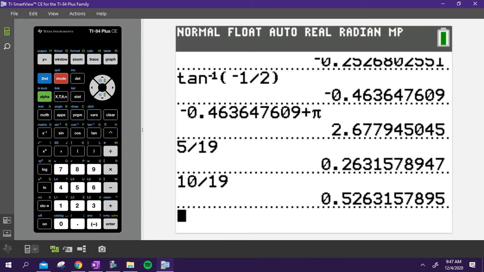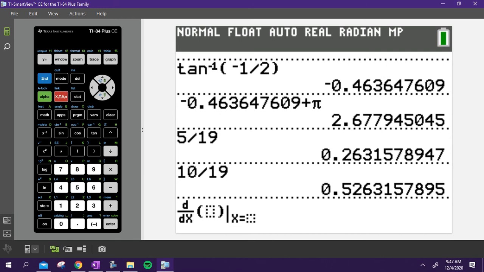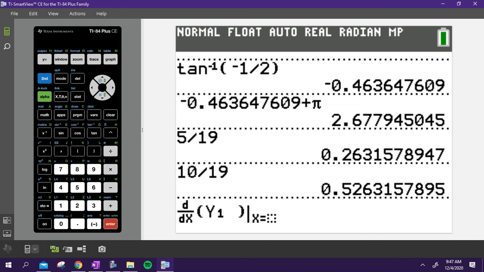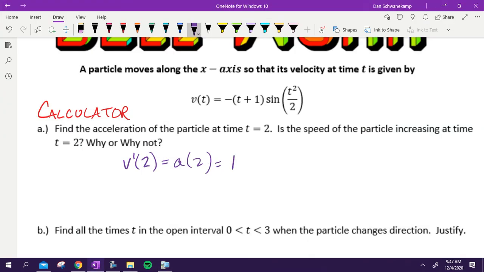So in my calculator, I'm going math 8, numerical derivative, dx. Inside the parentheses, I'm going to go alpha f4. I'm going to select y1, or you could just type in that equation right there, at x is equal to 2. How many decimals? 3 decimals on your test. You don't go 3 decimals, you're not getting points. 1.588 is my acceleration.